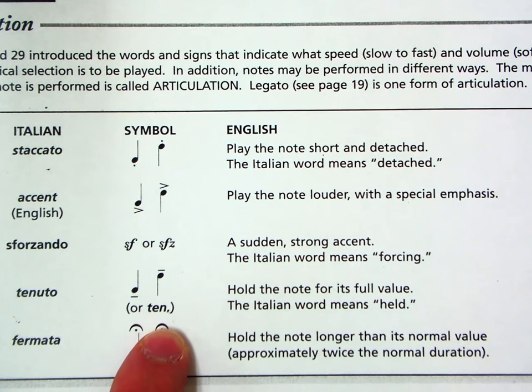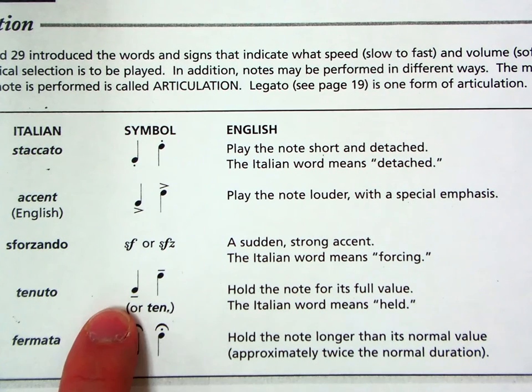Next is tenuto, or TEN dots, right? So if we abbreviate it, sometimes we see that. And that has a line either above or below the note head. That means to hold the note for its full value. The Italian word means held, right? So we want to actually hold the note for a full 100% of the note value based on the beat of the music.